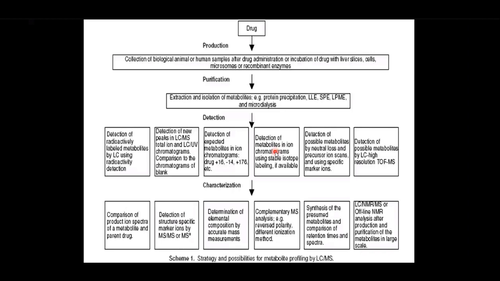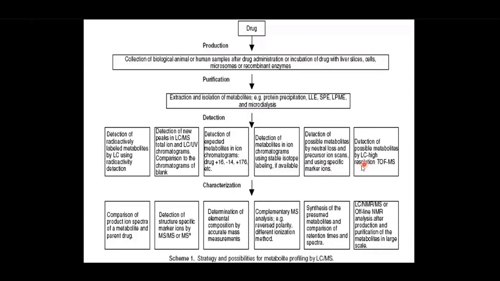Detection of possible metabolites by neutral loss and precursor ion scans and using specific marker ions. Okay, so this is also possible. Unfortunately I have no time to talk more about precursor ion and neutral loss scans and marker ions, etc. But understand that there are some methods by which one can identify metabolites using some of these scan events.